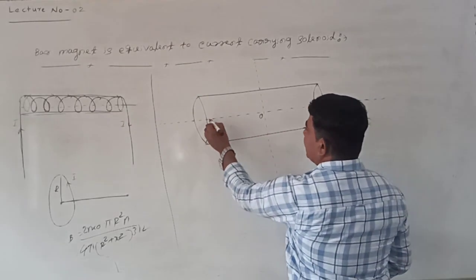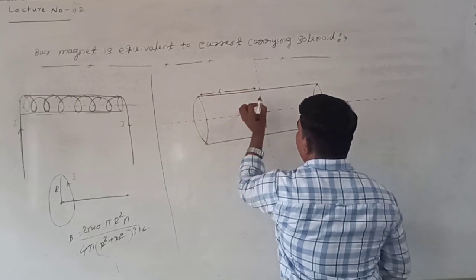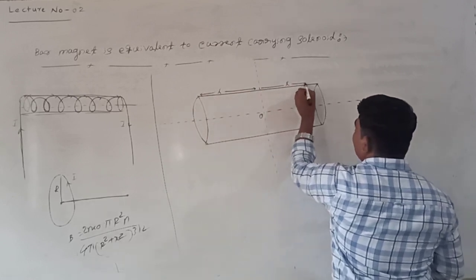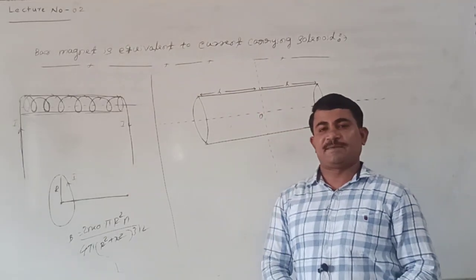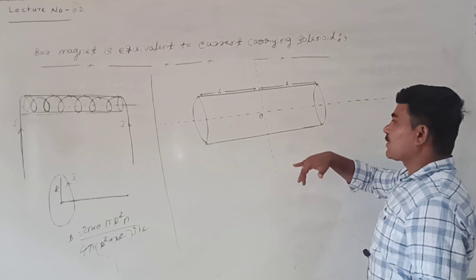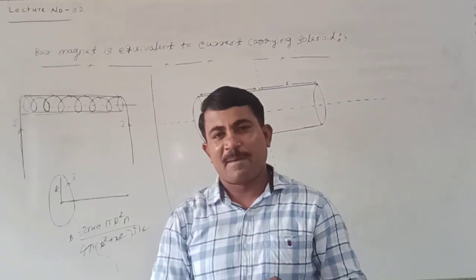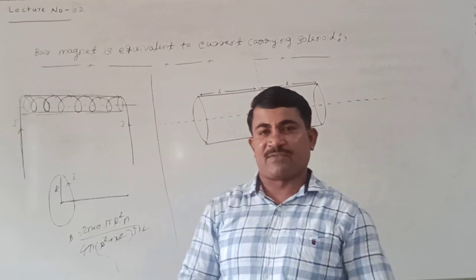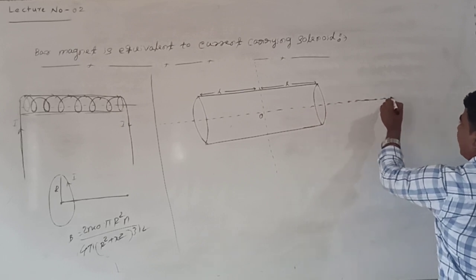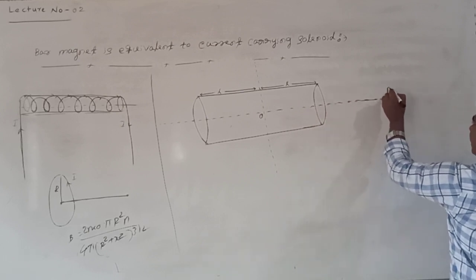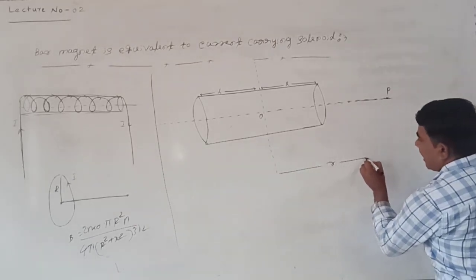From the center to this point, I am taking the length L. Again from the center to this point, the length is L. Total length is 2L. So on this current carrying solenoid, I take any point along its axis where we need to calculate the magnetic field. See here, which is the axis? I can take this as the axis of the current carrying solenoid, at this point P. From the center of the solenoid, I need the magnetic field at point P.